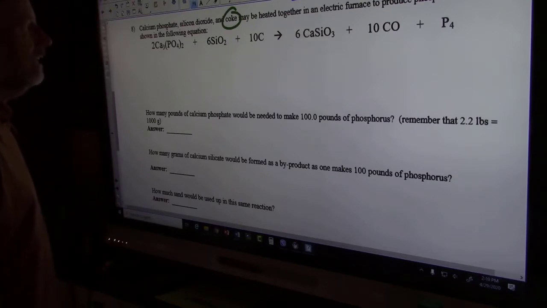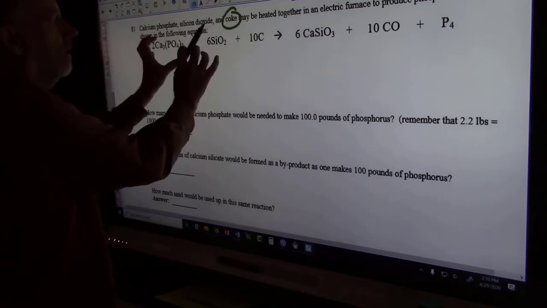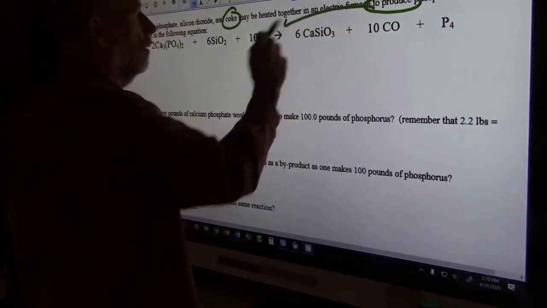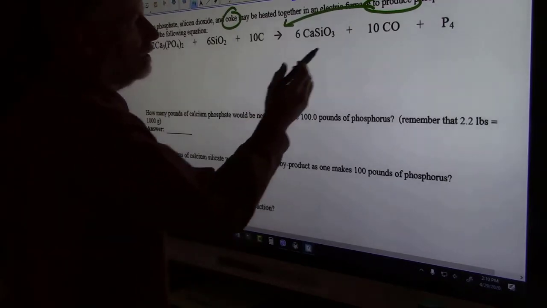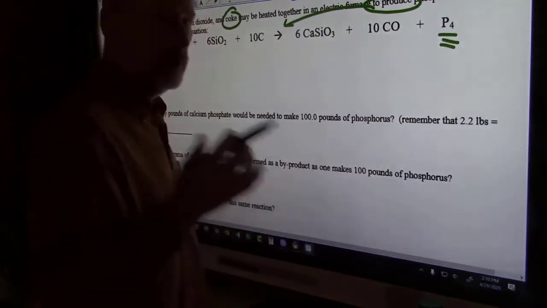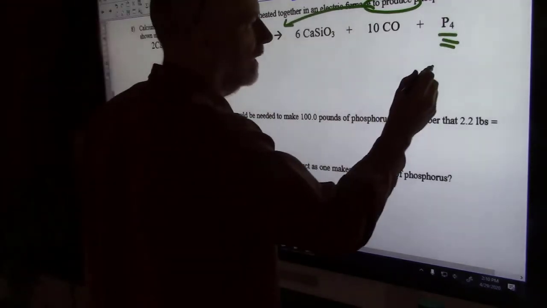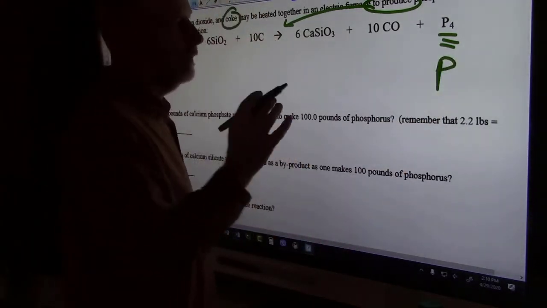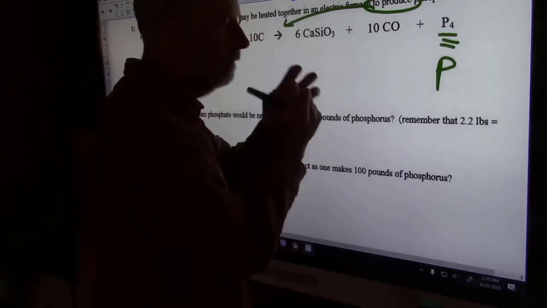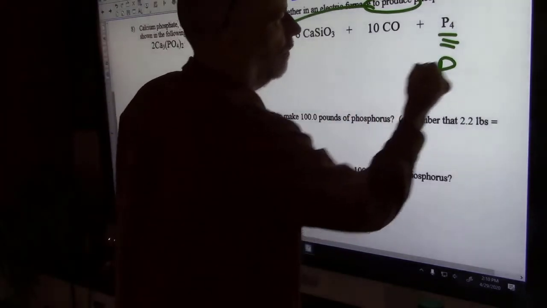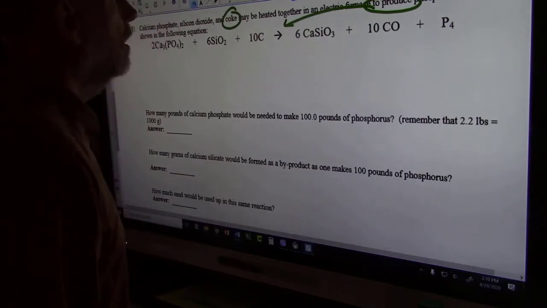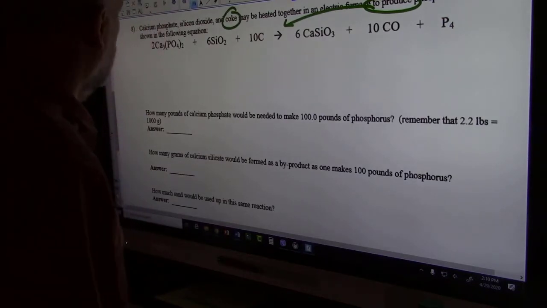And coke may be heated together, so heat them together in an electric furnace to produce phosphorus. Now, phosphorus is weird. It's not one of the lucky seven. You'd expect it to just be P, but phosphorus is kind of weird. It makes P4, so sets of 4 phosphoruses. My apologies, it's not my fault. Blame Mother Nature. Produce phosphorus as shown in the following equation.